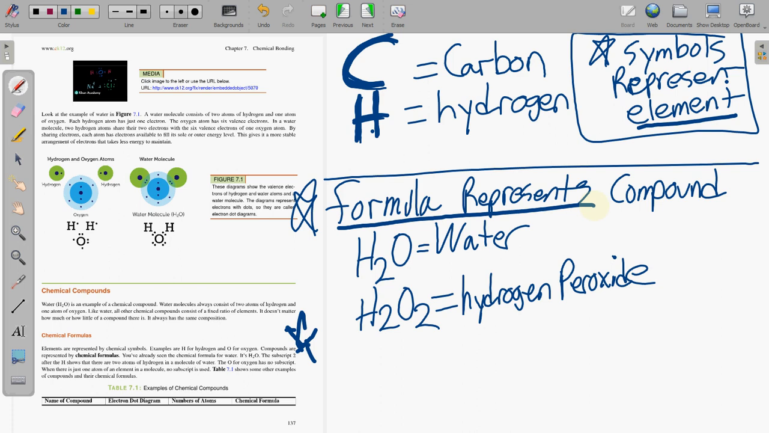The formula tells you what elements are in the compound, and the formula tells you how many atoms of each element. So, for example, H2O is water. Okay, H2O2 is hydrogen peroxide. Right, and so we know that these are two different compounds because they have different formulas. And since they're different compounds, they have different properties. Right? H2O, we can drink that all day and it's fine. It's good for us. We should probably drink more water than we do.